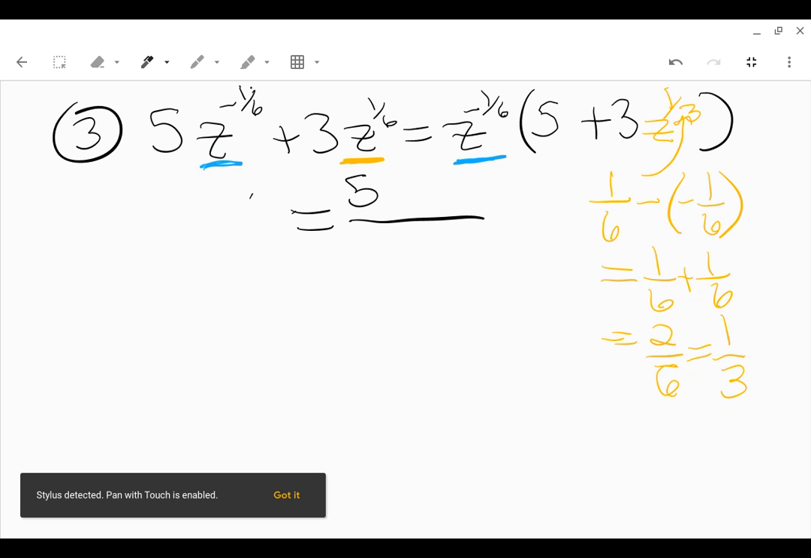So this is 5 plus 3z to the 1/3 in the numerator. This term with the negative exponent should be moved to the denominator. So this is z to the positive 1/6 on the bottom. And that would be your final answer.